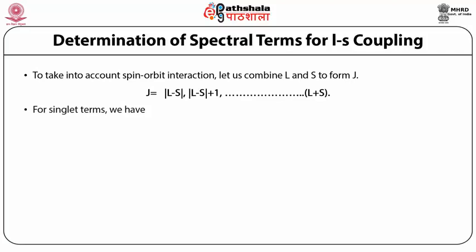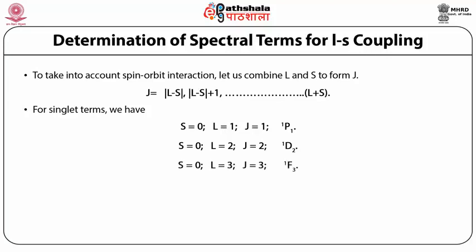For singlet terms, we have S equal to 0, L equal to 1, J equal to 1, and hence we have 1P1. S equal to 0, L equal to 2, J equal to 2, and we have 1D2. S equal to 0, L equal to 3, J equal to 3, we have 1F3. So this is for singlet terms.